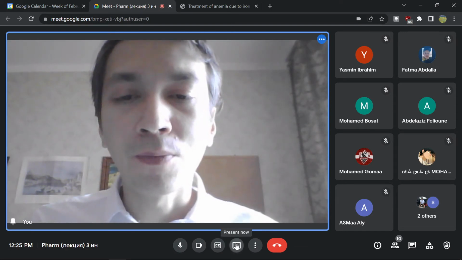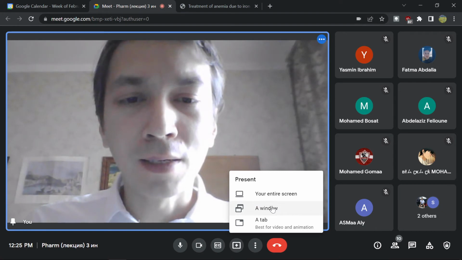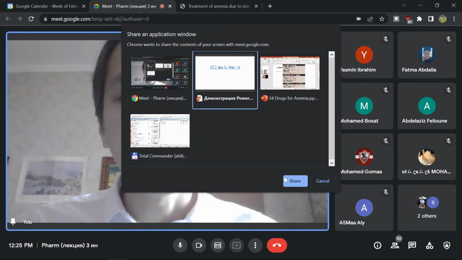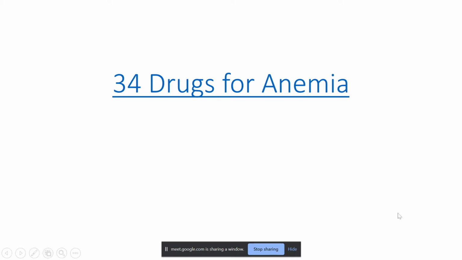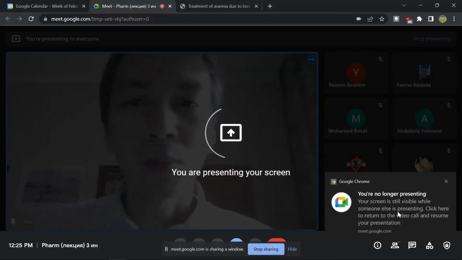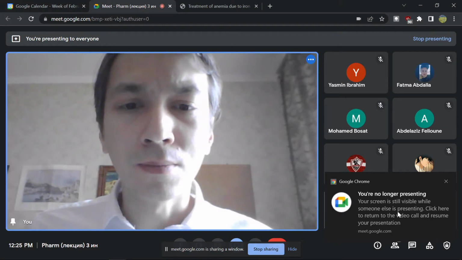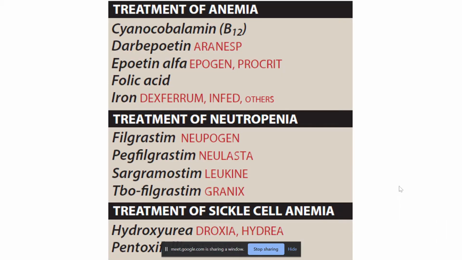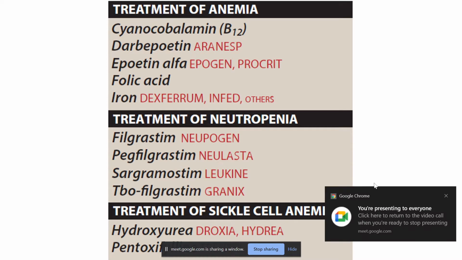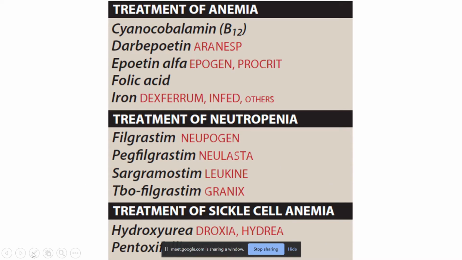And if we look at the drugs for the treatment of the anemia, there are three types of the anemia. So the most common one is iron deficiency anemia, and the treatment is the iron. So either taken either orally or intravenously.